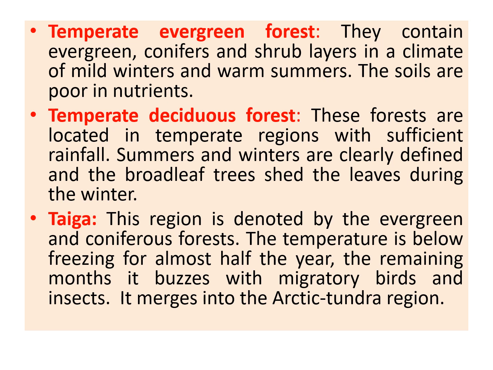And another type of forest is your taiga. This region is basically situated near the Arctic Circle. It kind of merges into the tundra, Arctic tundra. It is denoted by evergreen and coniferous forests. The temperature is well below freezing for almost half of the year, and the remaining months there is a buzz of various animals and migratory birds.